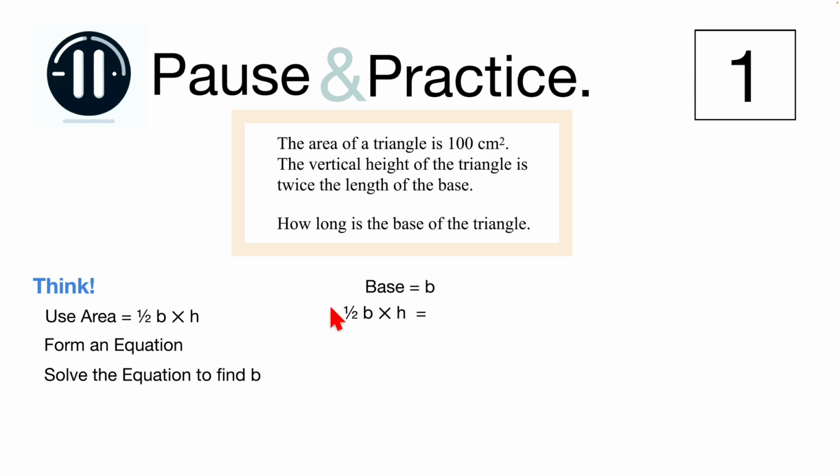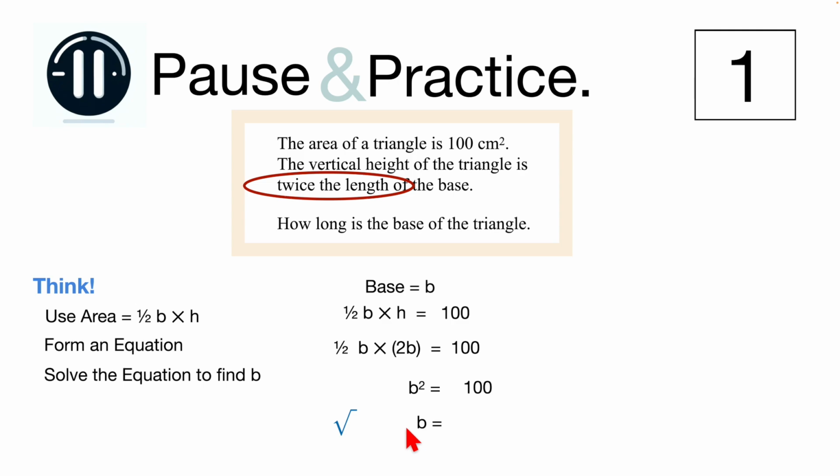Base equals b. Half base times height is equal to, well, we know it's 100, don't we? So it's 100. We also know that the vertical height is twice the length of the base. So instead of h, I can put 2b. A half b times 2b equals 100. And I can see that a half and 2 are going to cancel. So I end up with b squared equals 100. That's my lovely equation. No problems with that. Square root, b equals 10.